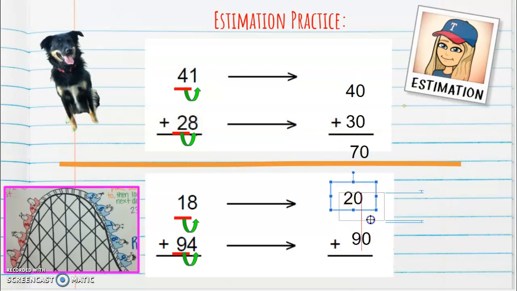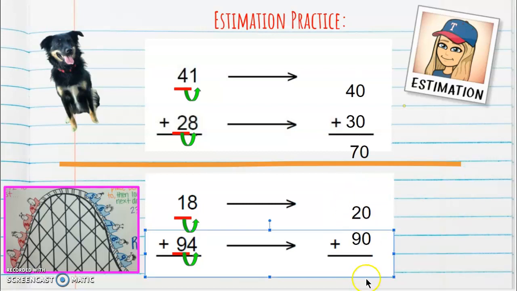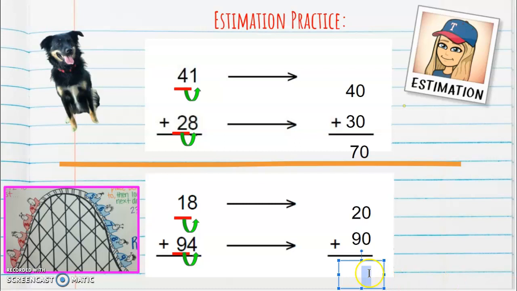So now we've rounded both numbers. And the second step is to add both of these numbers. So we have 0 plus 0 is 0, and 9 plus 2 is 11. So our answer here is 110.